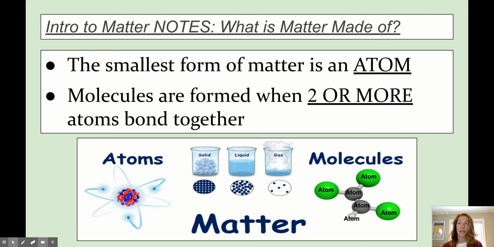Now that you see that it is capitalized and underlined, you know that atom is going to go in your guided notes. So the smallest form of matter is called an atom.